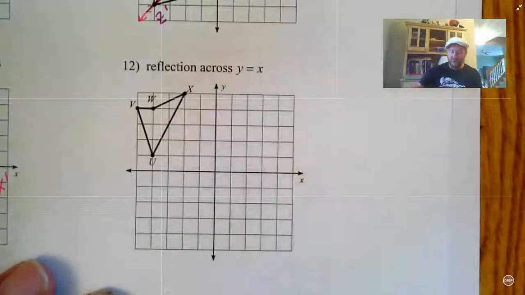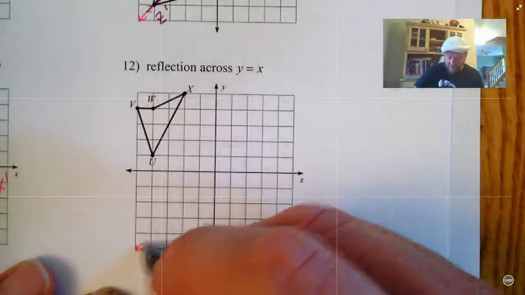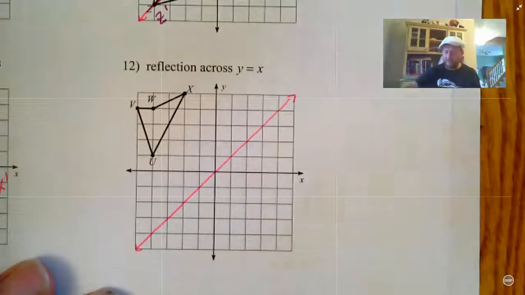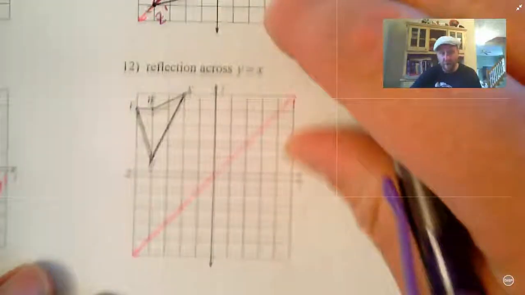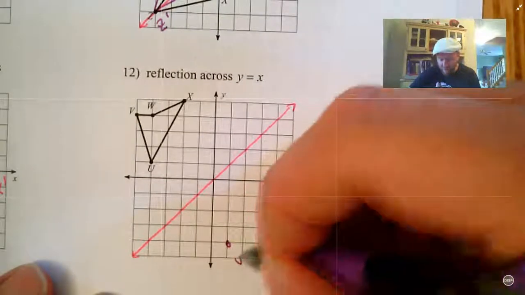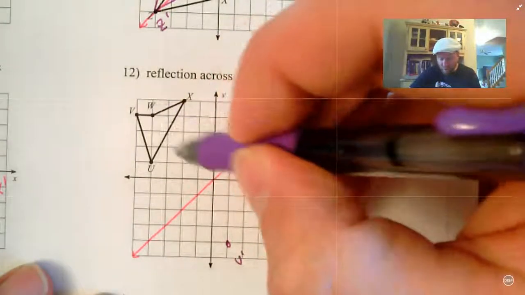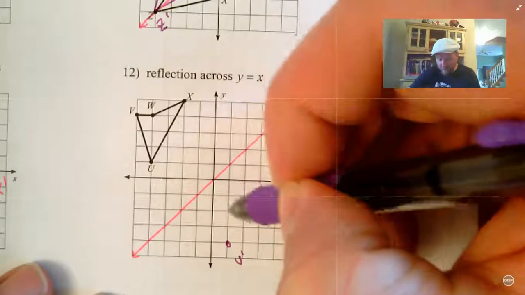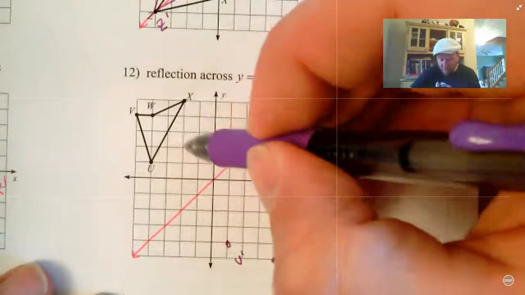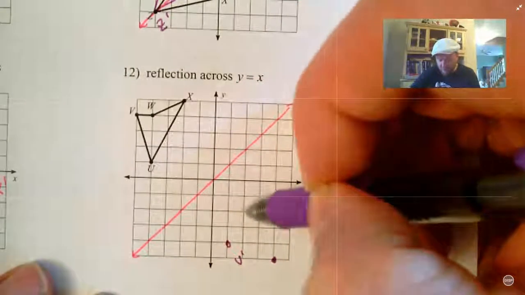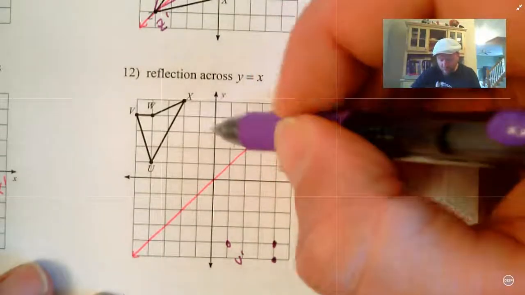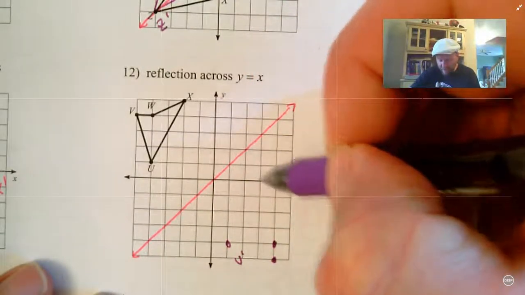Reflection across the line y equals x. So again, that's a line that passes through the origin up at this 45-degree angle. So U is 1, 2 and a half diagonals. V is 1, 2, 3, 4 and a half. W is 1, 2, 3, 4. X is 1, 2, 3 and a half.